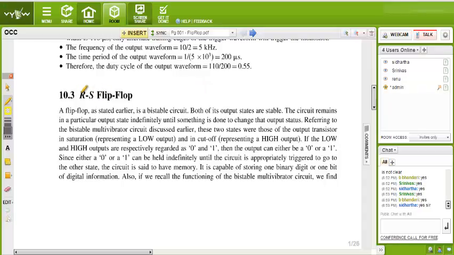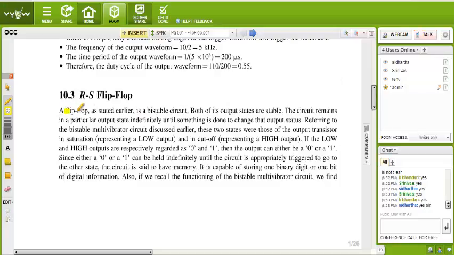Now flip-flops have some categories. One is the RS flip-flop. RS means reset, set, flip-flop. R for reset, S for set, and flip-flop.